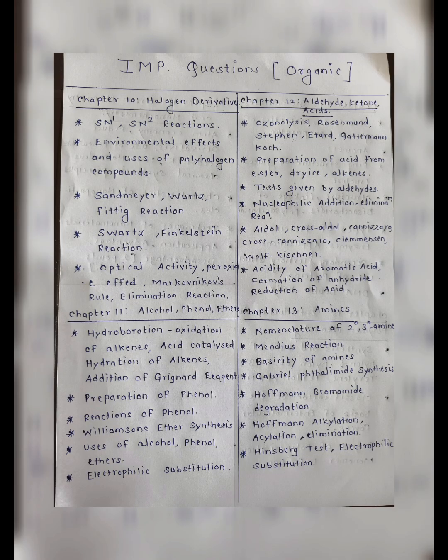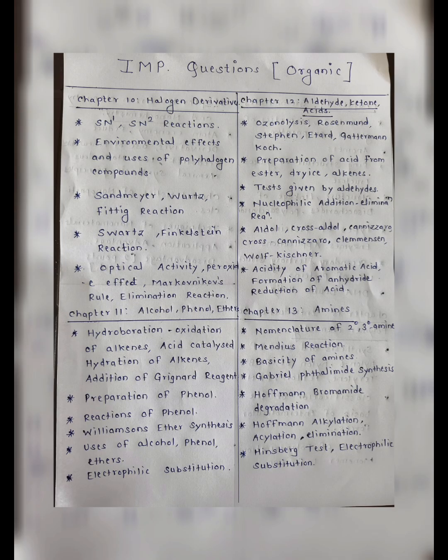Nomenclature of secondary and tertiary amines only may ask in your exam. Primary amines generally not ask in your exam. Mendius reaction, basicity of amines, Gabriel phthalimide synthesis. Next point is Hofmann bromamide degradation, Hofmann alkylation, acylation, elimination reaction. And last one is electrophilic substitution as well as Hinsberg test from amine.